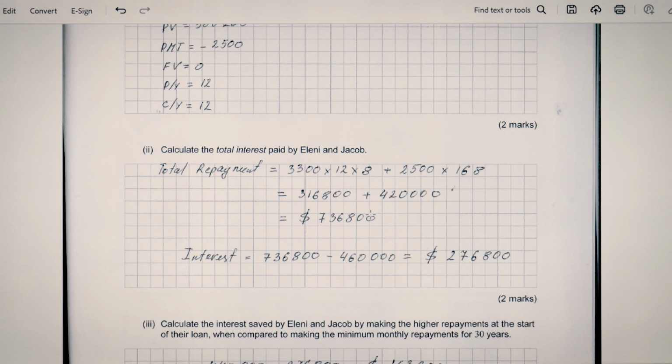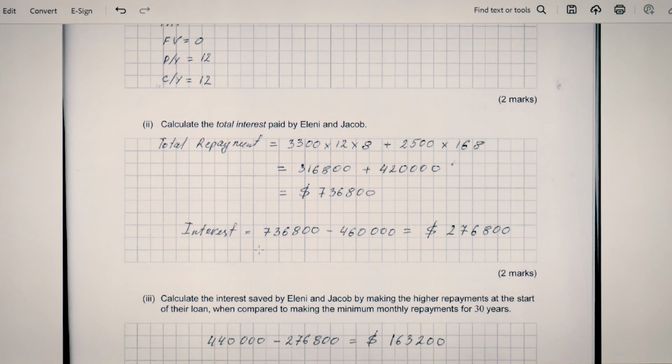And the next one, they calculate the total interest paid by Eleni and Jacob. So again, there was the investment for 8 years, then for 168 months, just finding the total repayments, and then the interest taking away just to see how much there. So 2 marks for that. So to see the interest and to see the total repayments. If they were calculating total repayments wrong, but they show that whatever answer they've got there, they take away, they still get 1 mark there.